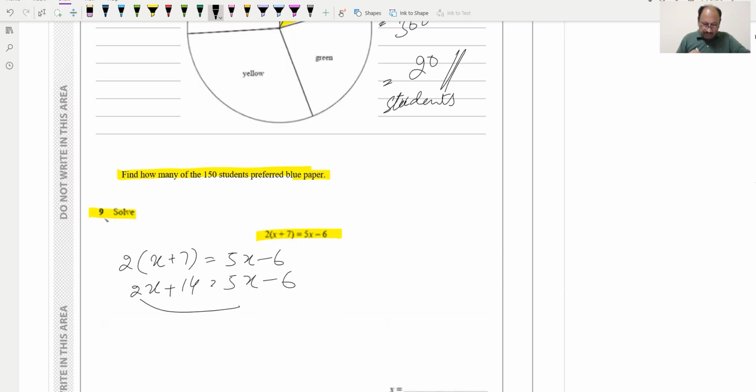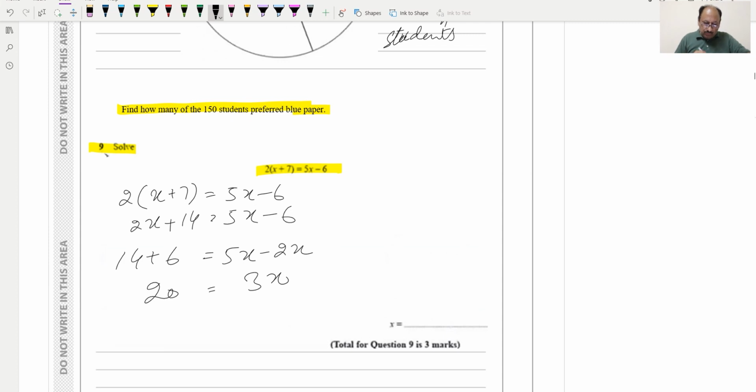Now we can shift x to the other side and we will get 5x minus 2x, and the 6 also we can shift to the other side, and we will get 14 plus 6, which is equal to 20, and this side is 3x, and 3x will be equal to 20.